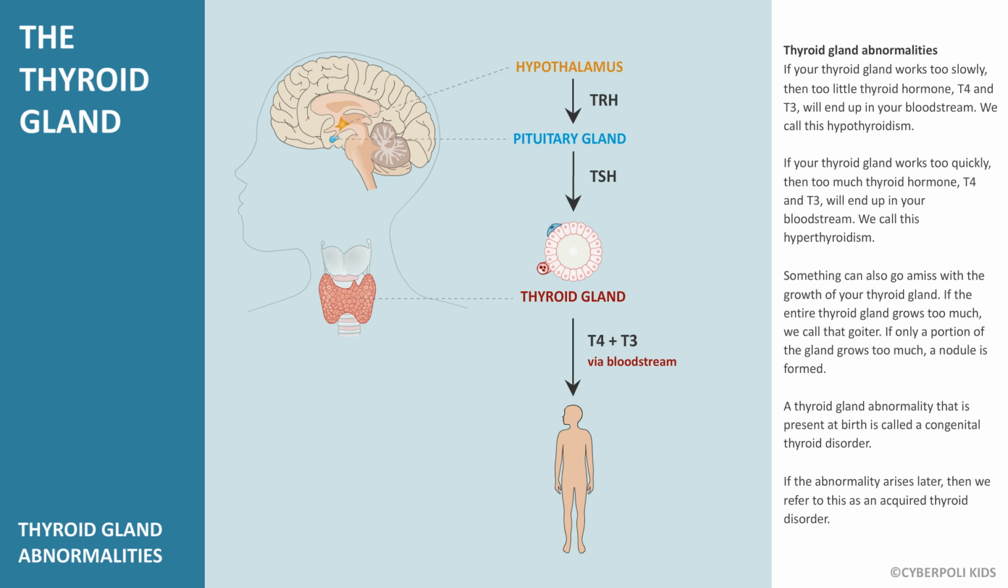If your thyroid gland works too slowly, then too little thyroid hormone T4 and T3 will end up in your bloodstream. We call this hypothyroidism. If your thyroid gland works too quickly, then too much thyroid hormone T4 and T3 will end up in your bloodstream. We call this hyperthyroidism.